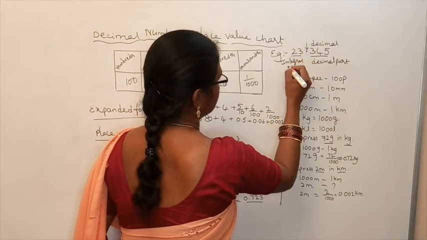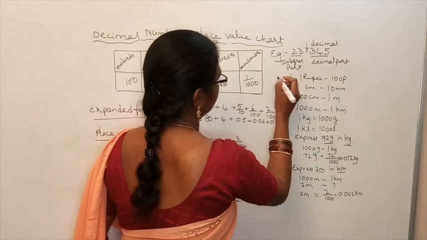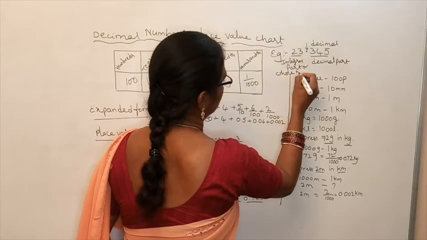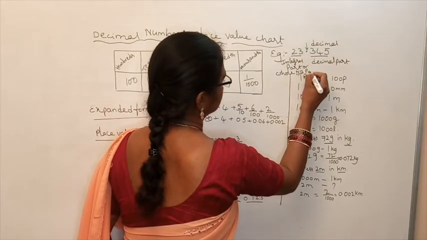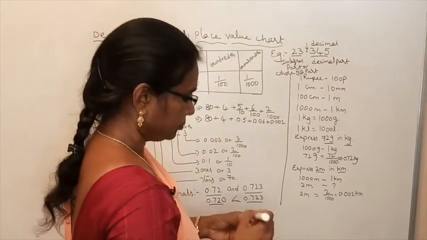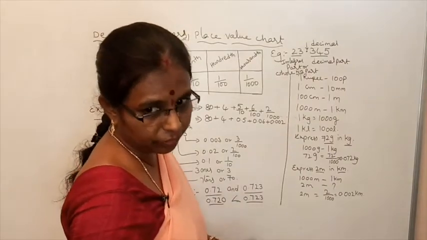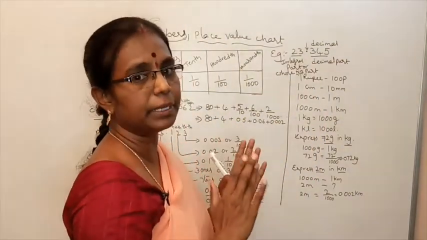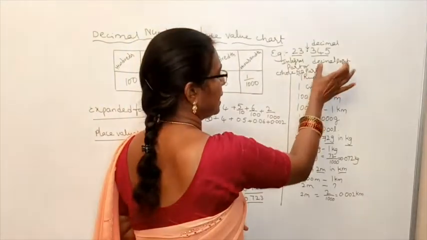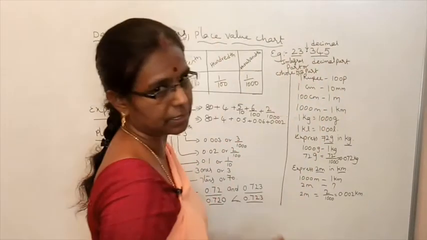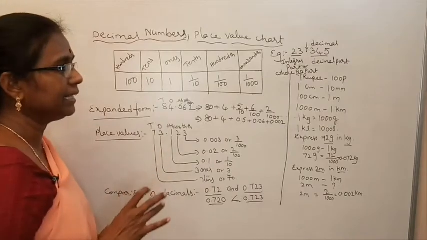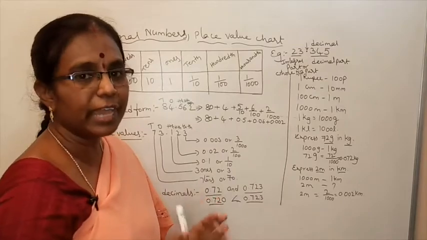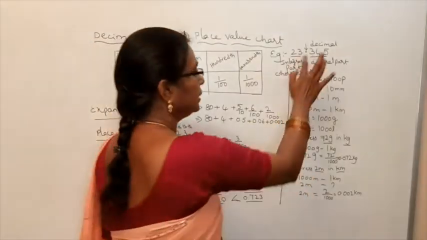Integral part or whole number part. Then the dot we call the decimal point. This decimal point divides the number into two parts: the decimal part and the integral part or whole number part. In the integral part, we read the digits together, meaning 23. But in the decimal part, we have to read the digits separately, meaning 3, 4, 5.